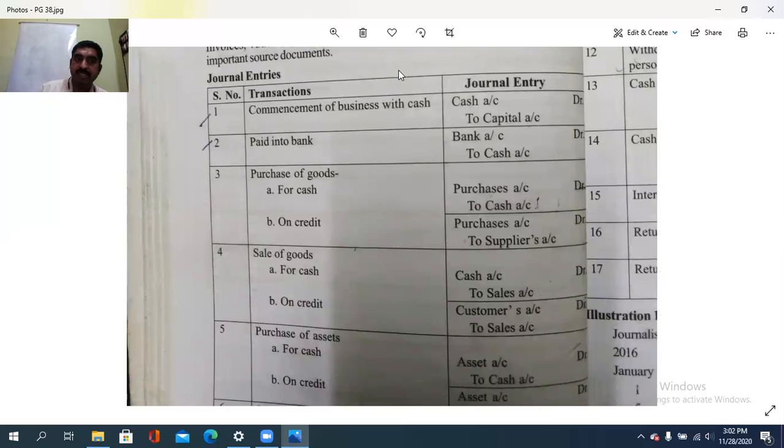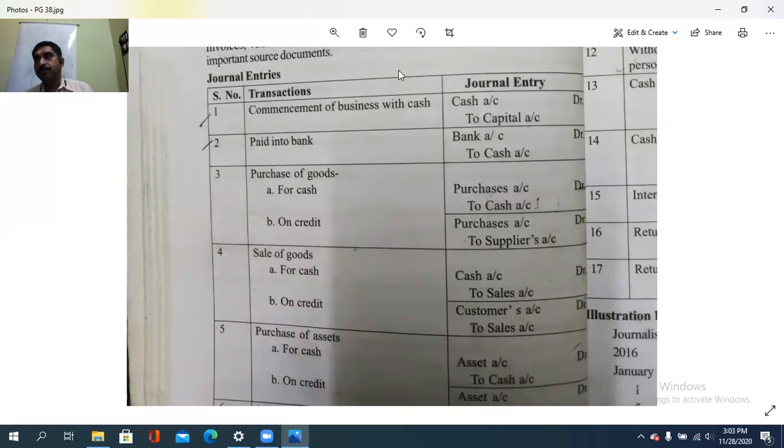And on credit purchase, purchase account debtor to supplier's account, because it is coming from the supplier. Supplier in the sense the personal account. So debit the receiver and credit the giver. Who is giving the goods? Supplier. So supplier account is credited and purchases is debited, because debit all expenses and losses. So that is purchase account debtor to supplier.